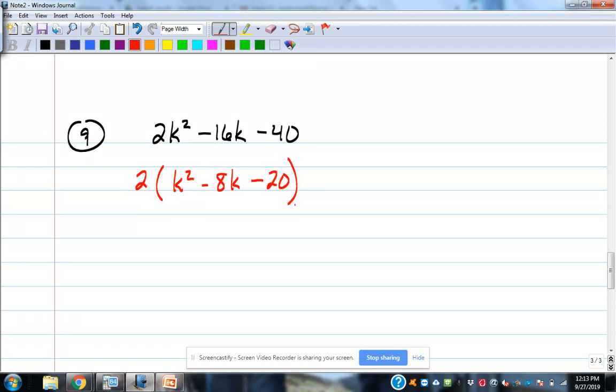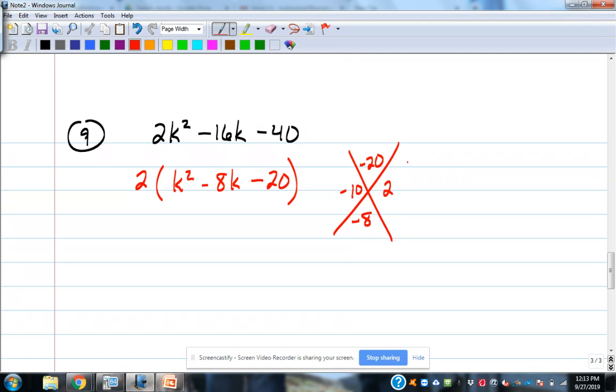Now what do we do? Right, we do the x method on this because it's got k squared and a k, so we know we can do the x method or try it for that. What goes on the top of the x this time? Negative 20, and then negative 8 on the bottom. What does that? Negative 10 and a negative 2. Should be a positive 2, right?